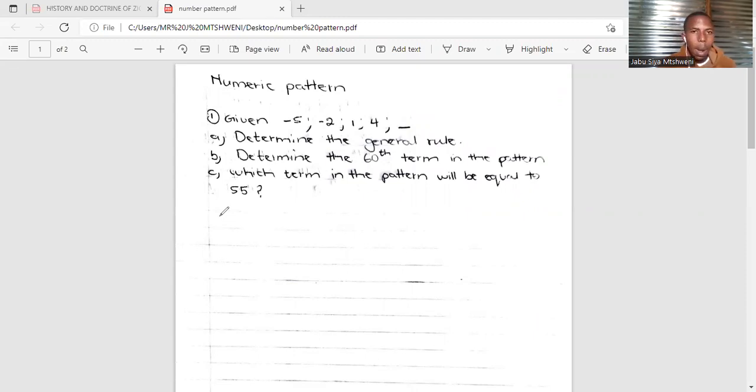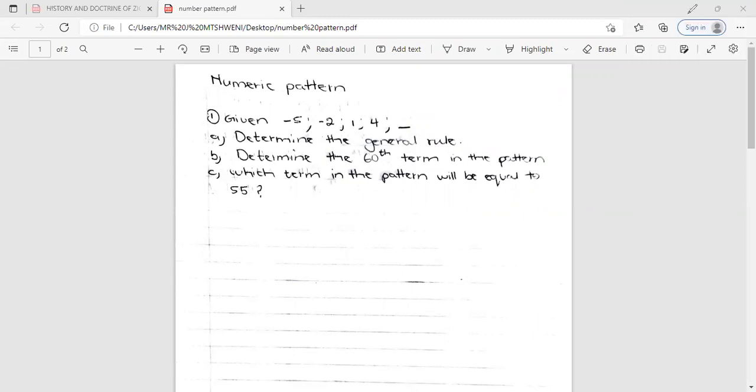Today we are going to be talking about numeric pattern, or answering questions relating to the topic of numeric pattern. So let us quickly do the following activity, then I hope you will learn something. Firstly, let us answer A. It says determine the general rule. Remember, I have taken this question from different question papers, and I try to structure it according to the way in which question papers are asked.